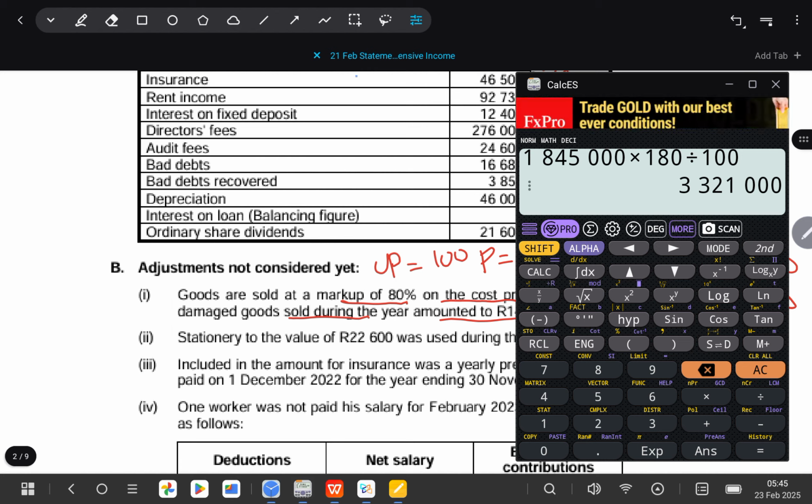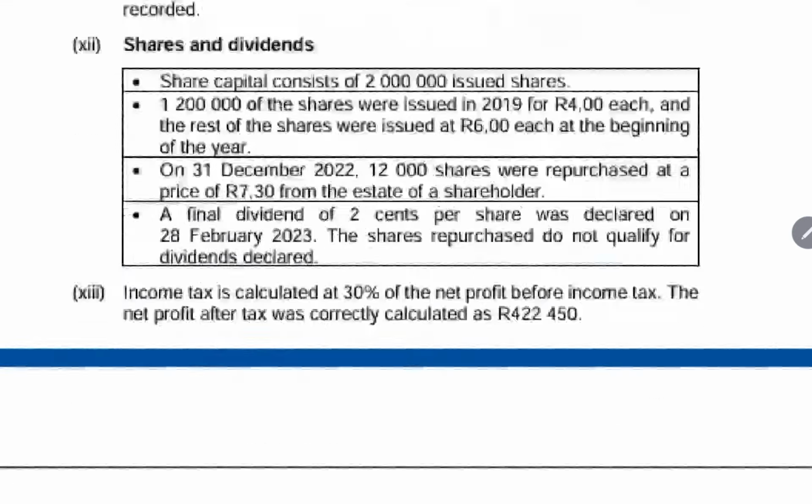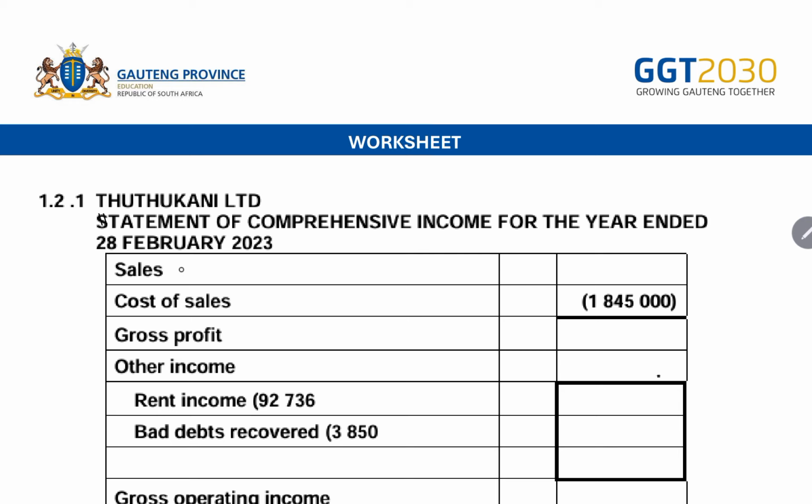We gave a discount to our customers. So we would say 3,321,000 minus that 14,600. So let's do it quickly. You need to show how you got that first. So remember, you said 1 million in calculations, you said 1,845,000, and then you said multiply by 180 over 100, and then it gave you 3 million.